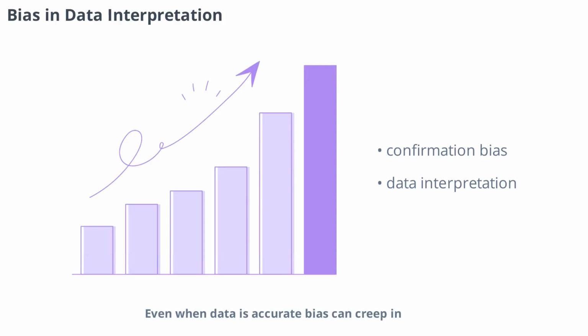Even when data is accurate, bias can creep in. People tend to focus on information that confirms what they already believe and ignore data that challenges them. This is called confirmation bias, and it can quietly influence decisions without us even realizing it. Bias is often unintentional, but it shapes how we interpret and use data. Becoming aware of our own biases is key to reducing misuse of data and making more objective decisions. By questioning our assumptions and seeking out different perspectives, we can interpret data more fairly and responsibly.